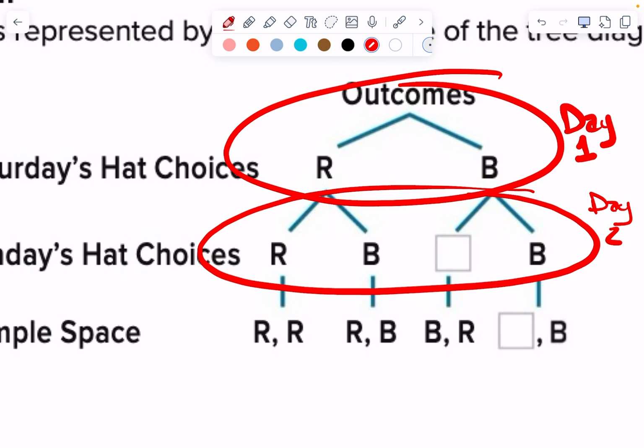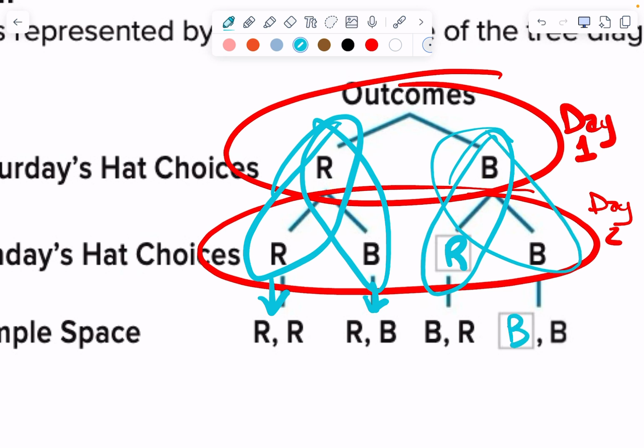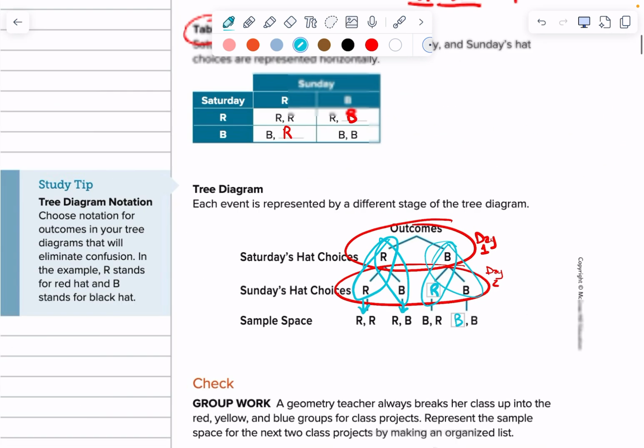So that when I follow this tree diagram down, I have red, red, which goes here. I have a red-black combination, which goes here. I have a black, red, and I have a black, black. So this should be black here, down here. That is your tree diagram. Clear as mud? Yep. Sure. Good? Okay.